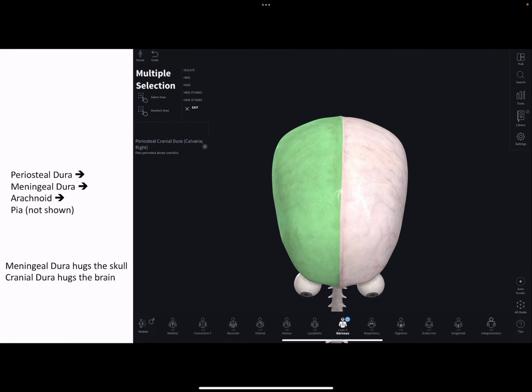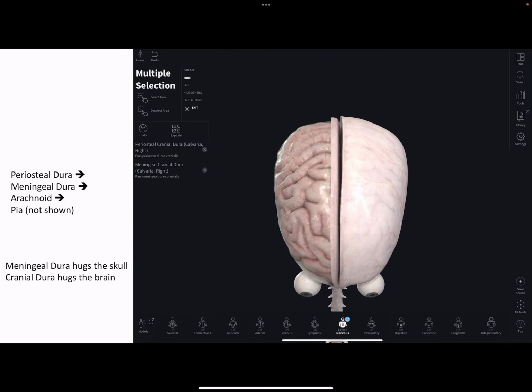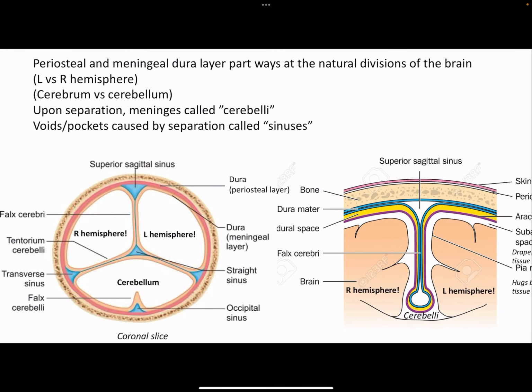All right, let's watch this amazing video. So periosteal cranial dura, meningeal cranial dura, arachnoid, and then the pia not shown. We already saw that. I could have done without that. Oh well. All right, so notice here we have the cranial dura. Named cranial dura because it tightly hugs the cranium, right? Goes around this entire thing.